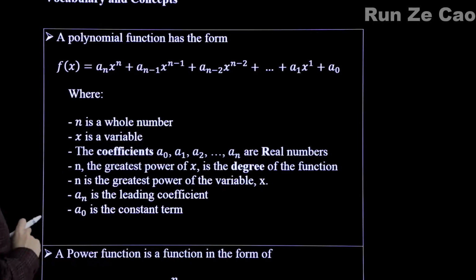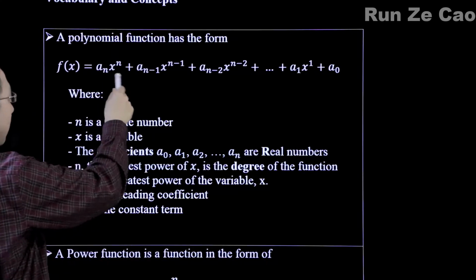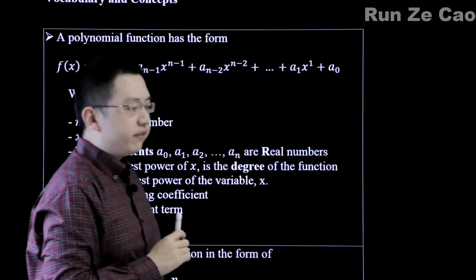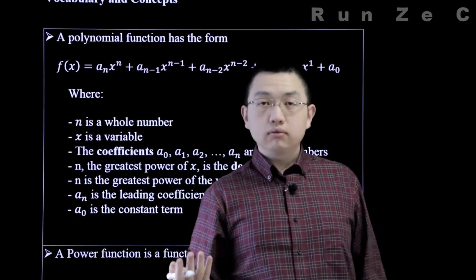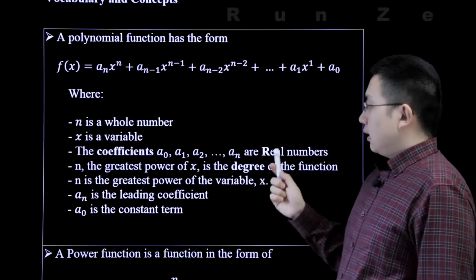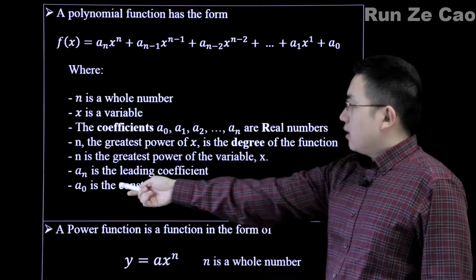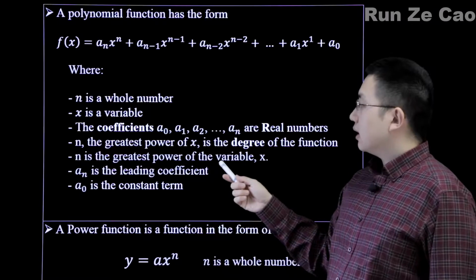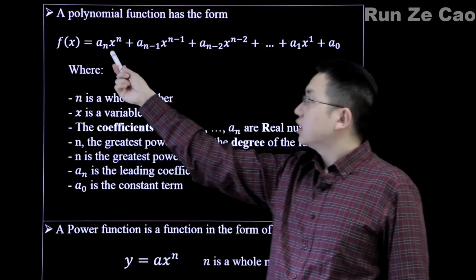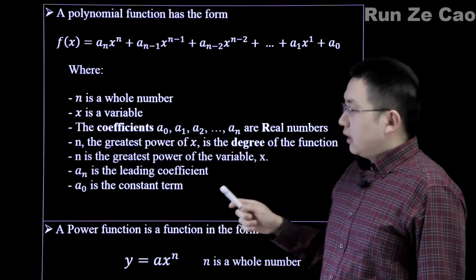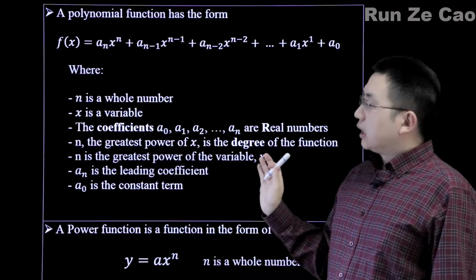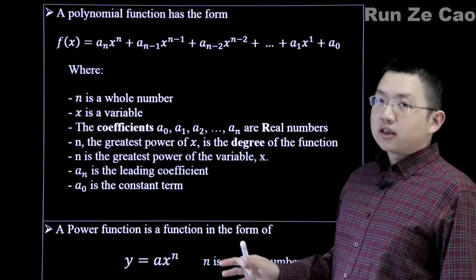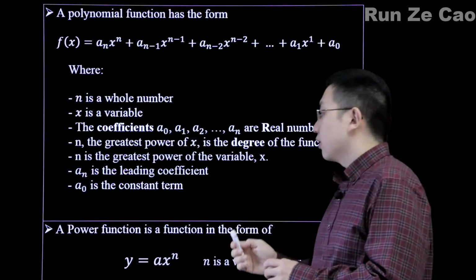So no imaginary numbers. x is a variable, and n, the greatest power of x, is the degree of the function. So say we have y equals x to the 4th power. That's degree 4. Now, a subscript n is the leading coefficient. So it's the coefficient of the highest degree term. In case you get asked what the leading coefficient of a particular polynomial is. Usually this term doesn't see that much use, but it's good to know nonetheless.